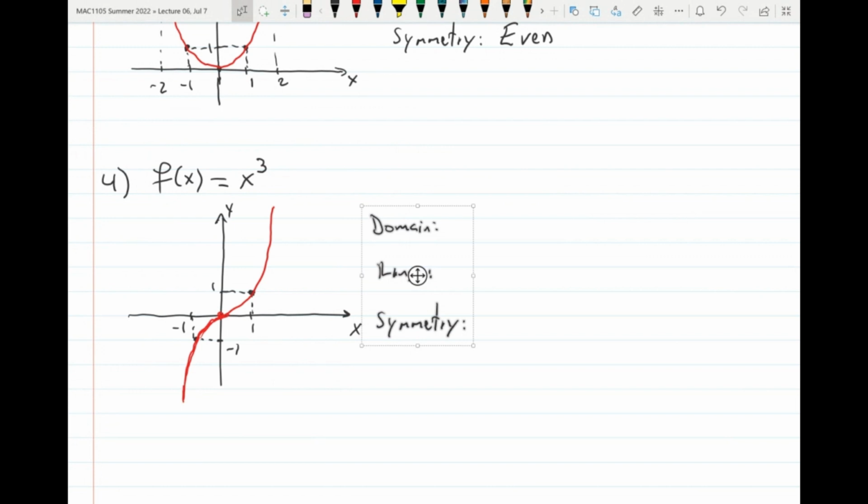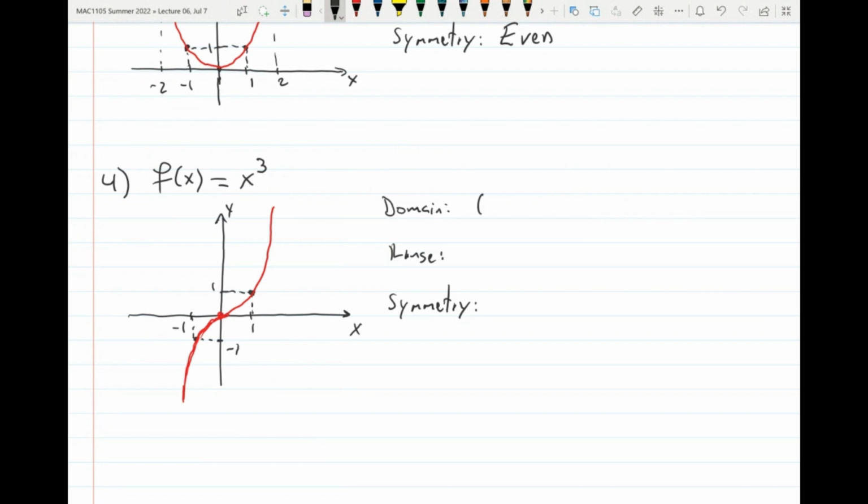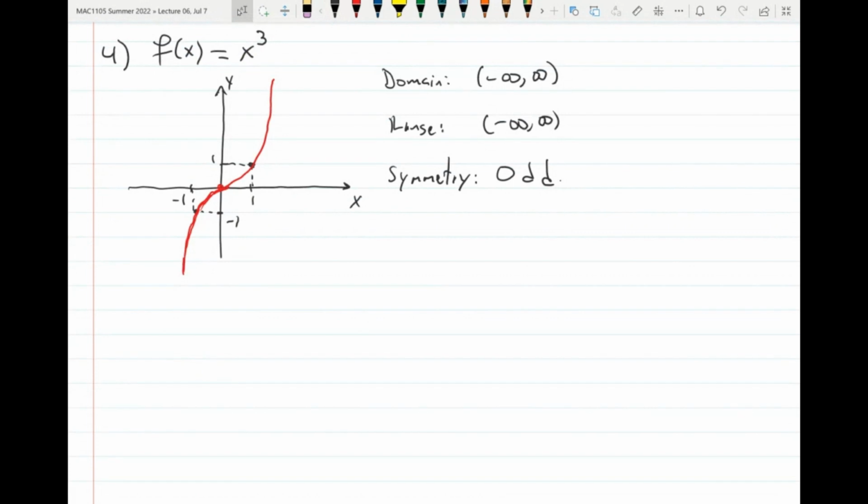All right, and then what are the properties of this? What's the domain? So all real numbers. Range, all real numbers. Symmetry is an odd function. Good. So that's the cube function.